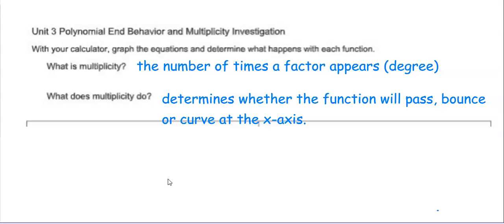What does multiplicity do? It determines whether the function will pass, bounce, or curve at the x-axis. Again, you're not supposed to know what that means right now. I'm hoping you will see the patterns and be able to tell as we go through this.